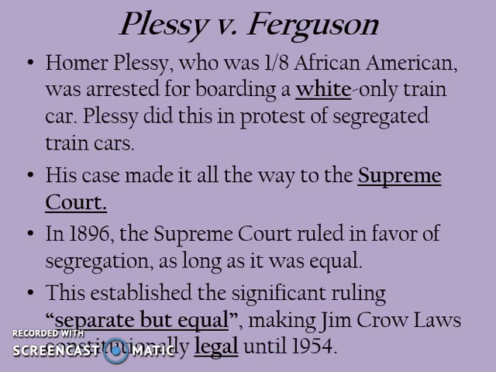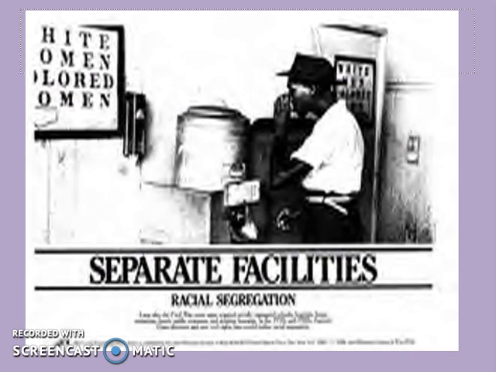In 1896, the U.S. Supreme Court ruled in favor of segregation as long as it was equal. This is going to establish the significant ruling of separate but equal, making Jim Crow laws constitutional and legal until 1954. This is going to allow the South to enforce segregation until the Civil Rights era.